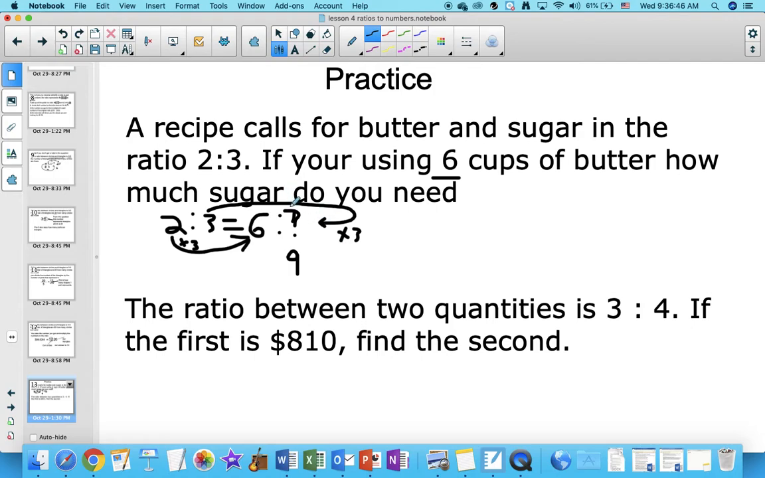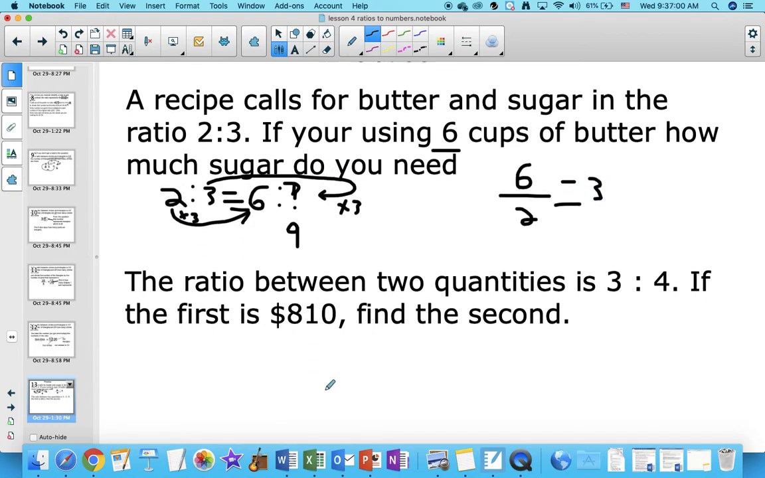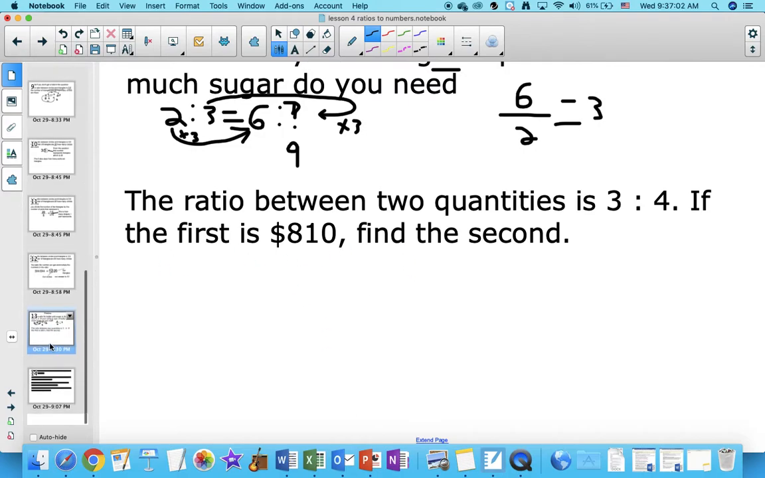I can also do it this way. I have 6 cups of butter, but the ratio is 2 to 3, and the 2 represents butter. So I divide it by 2, which gives me 3. And so then I just multiply that 3 by the 2, and that'll work as well. Do this question on your own, see if you can solve that one.